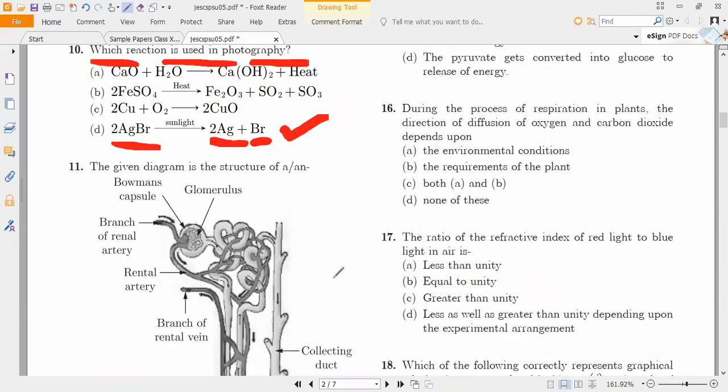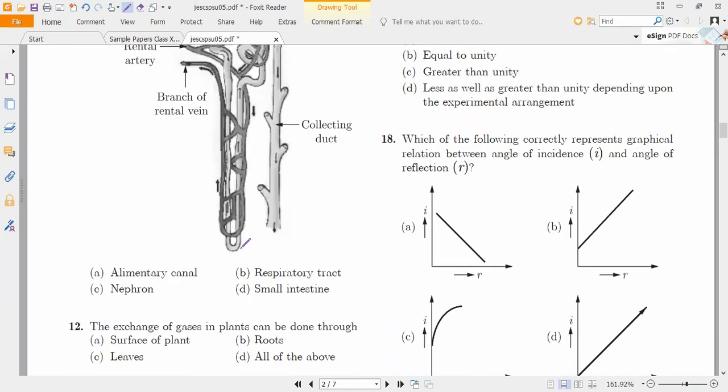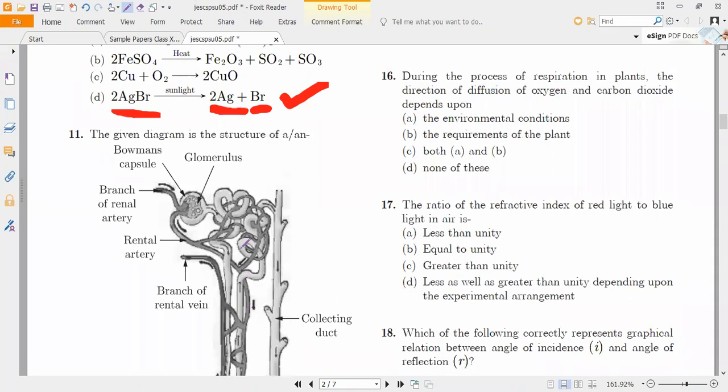Next, this is biology. Again, as I said, this is our expected question. Yesterday also, after the Bowman capsule, what does it reach? Yesterday an option came. The given diagram is the structure of the Bowman capsule, everybody chose that, but Bowman capsule is not the answer. After the Bowman capsule, this part. Option B is the answer.